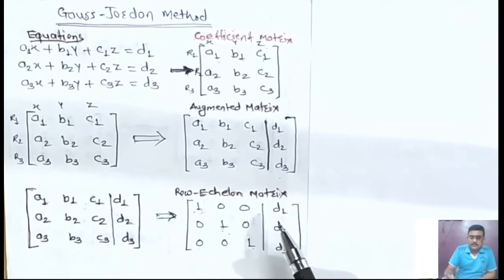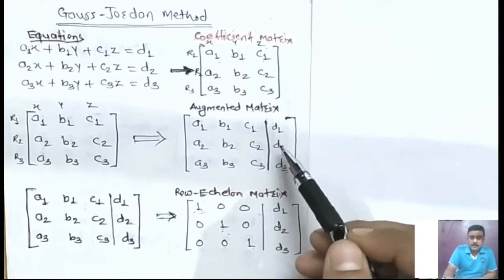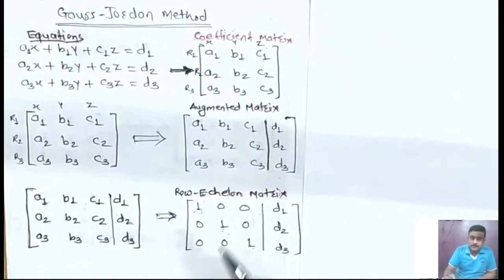When we convert this augmented matrix with the help of row transformations to row echelon matrix, we get the values of these unknowns x, y and z. So let us move further to an example.